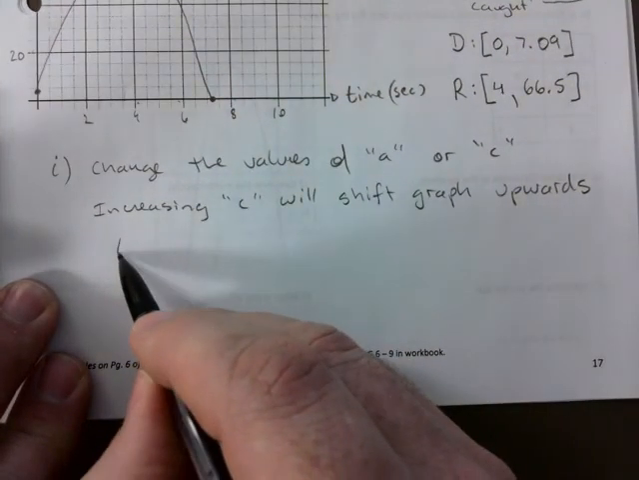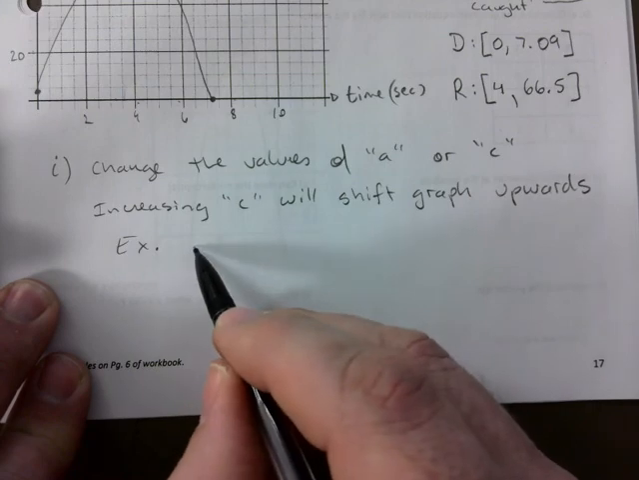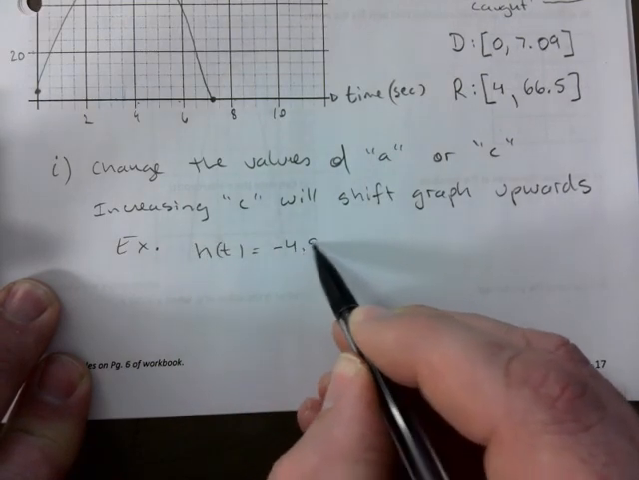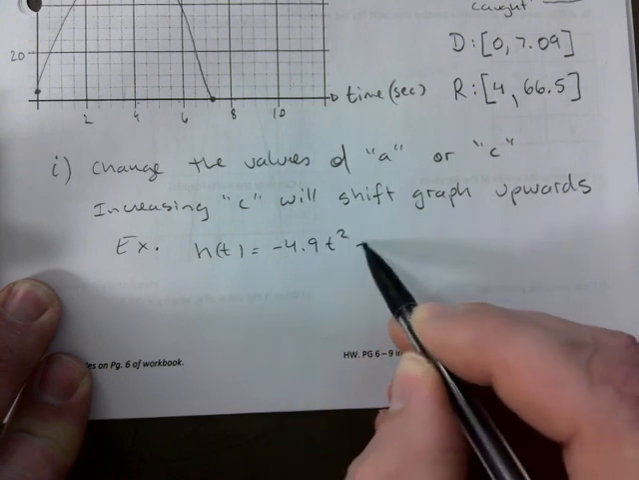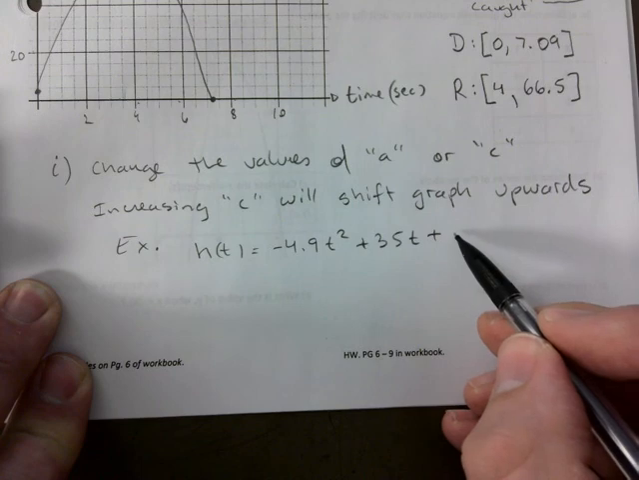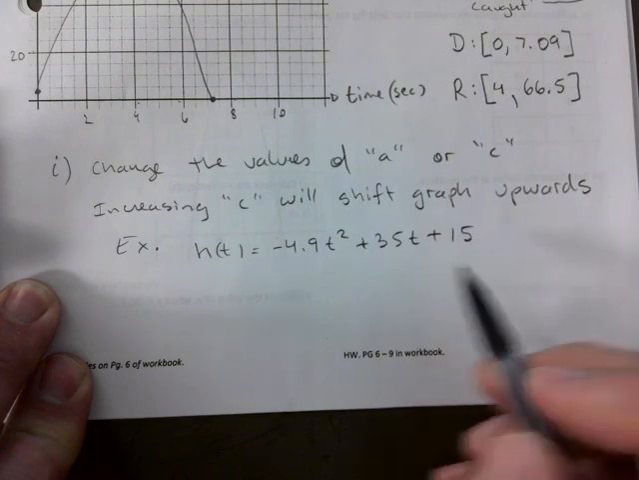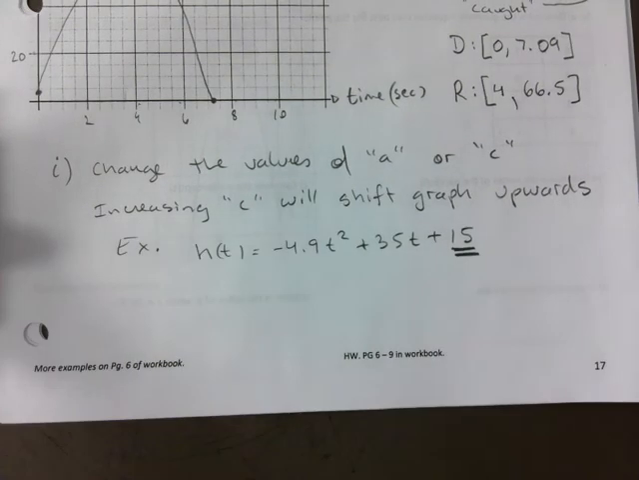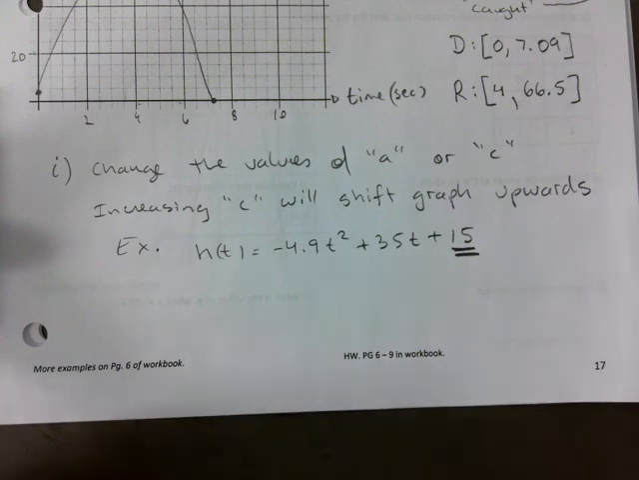So for example, I would just do this. H of t is equal to negative 4.9 t squared plus 35t plus, let's say, 15, right? I've changed that C value to make this happen, right? And that's everything for today. I think your brains are probably smoking right now.